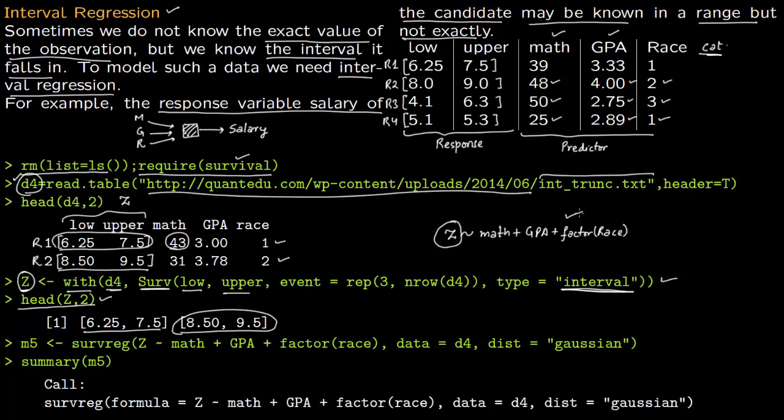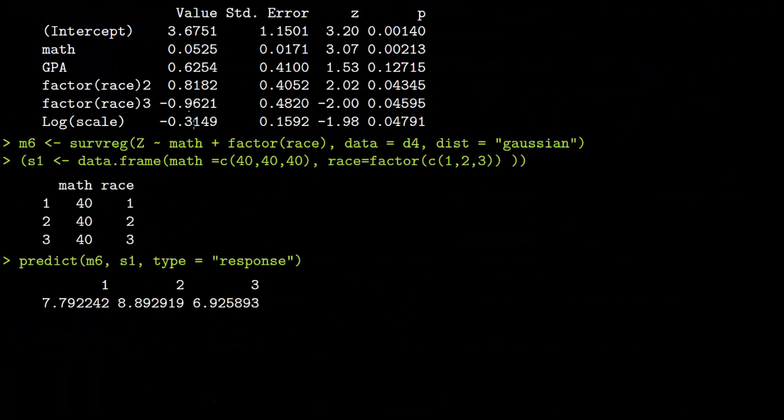So now you have this model. This is Z. Then you have math score, GPA, factor race. You are precisely copying this here. Your data is D4 and you use the Gaussian distribution. Once you run this model, you take its summary. Now the summary comes out like this.